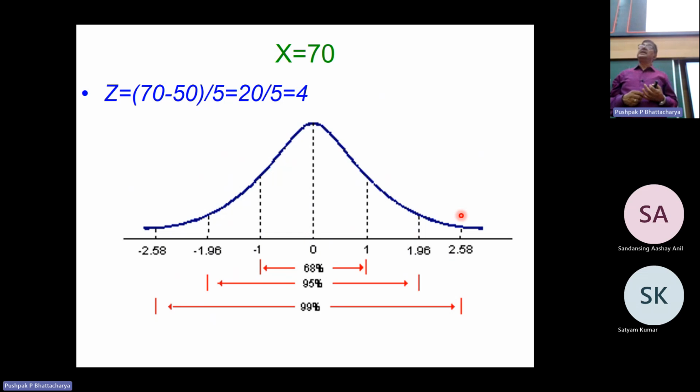Now, where did 1.96 come from? We say that our confidence in our claim should be 95%. So the moment we decide that 95% is my confidence limit, confidence interval, then I am bound by these two values, minus 1.96 and plus 1.96. So minus 1.96 and plus 1.96 are called critical values, ZC. That's called ZC.